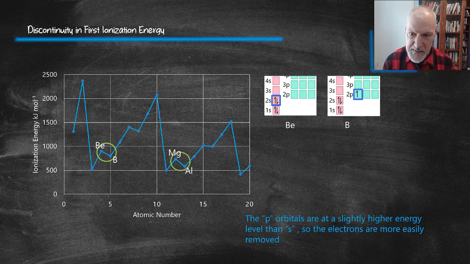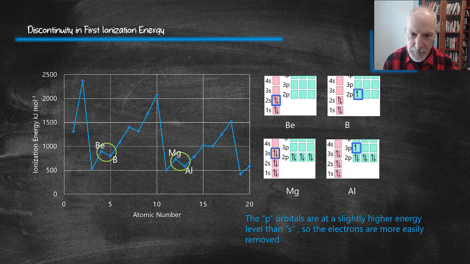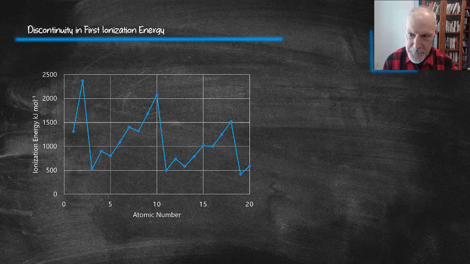We can use a similar explanation here when we look at magnesium and aluminum. Here is magnesium's energy level diagram, and here is aluminum with the 3p. So that explains the discontinuity we see in these locations. Let's move on to the next location.